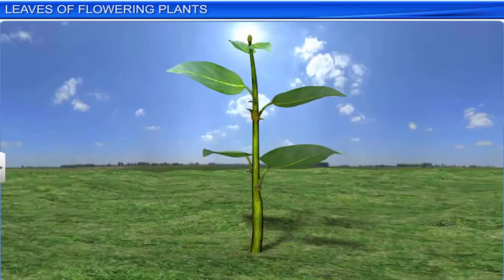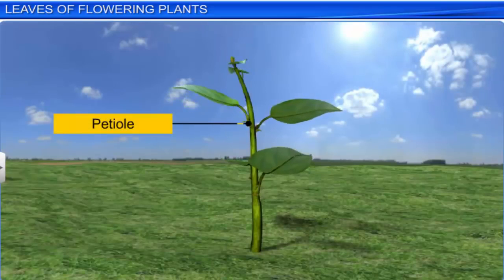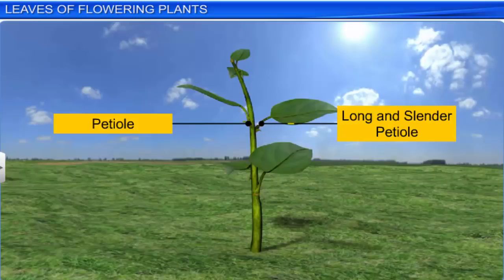In some leguminous plants, the base of the leaf may get swollen, which is known as pulvinus. The petiole helps the leaf to tilt in the direction of light. If the petiole is long and slender, it helps the leaf to move in the air and bring fresh air to the surface.